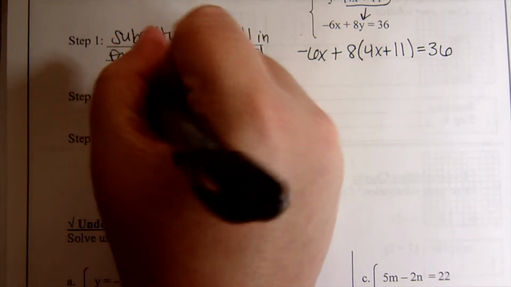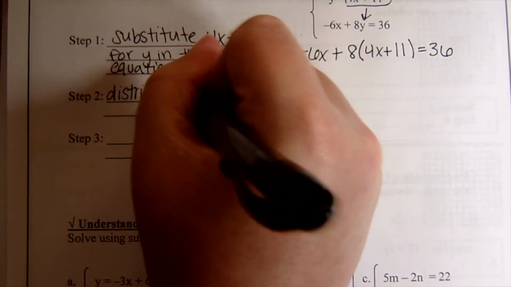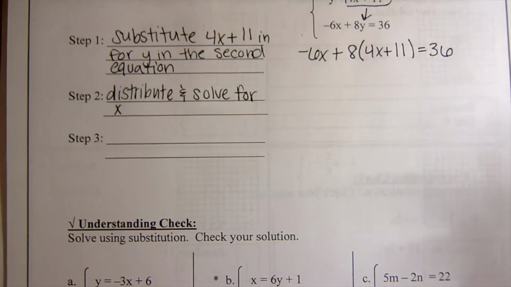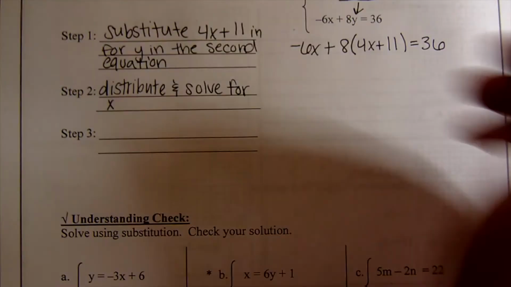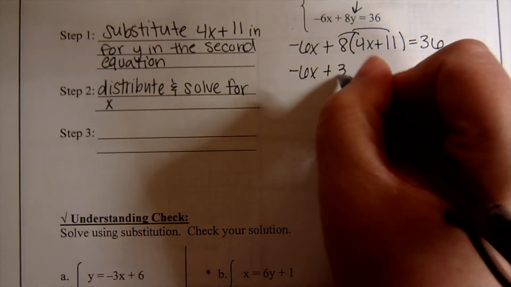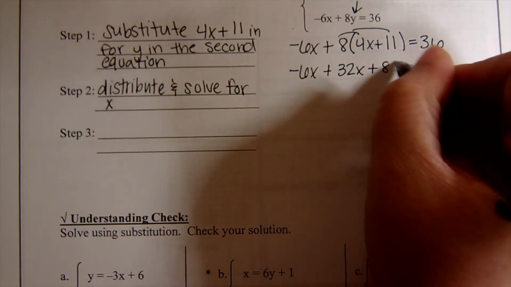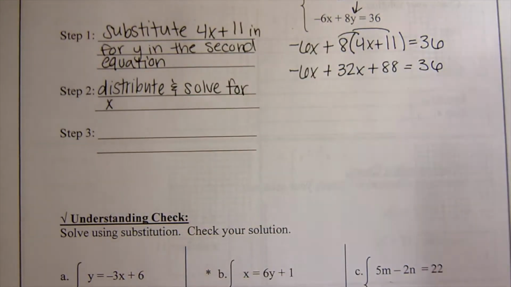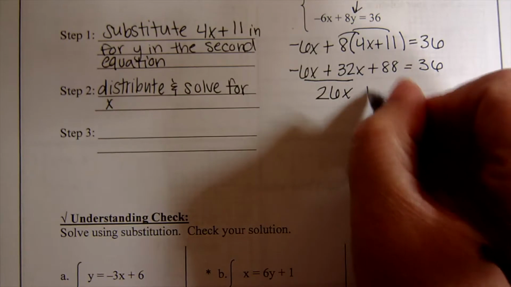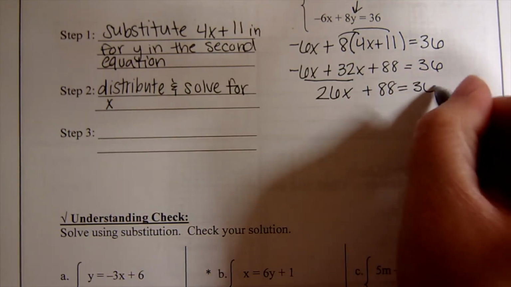So step 2, we are going to distribute and solve for x. So distribute 8 into the parentheses. So I have negative 6x plus 32x plus 88 equals 36. Then I combine like terms. So negative 6x plus 32x is 26x plus 88 equals 36.